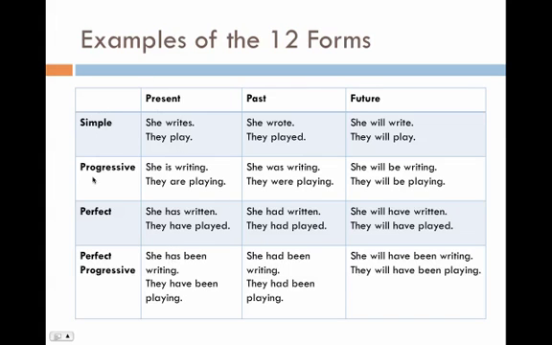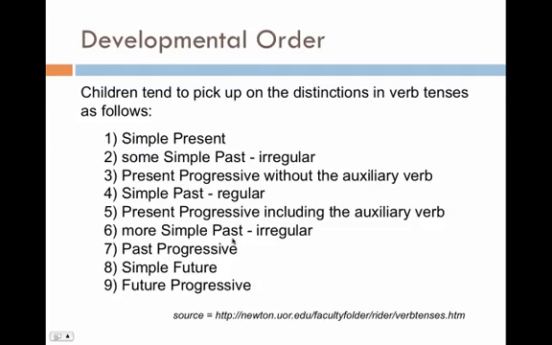Simple present, past simple, some progressive. We're up here in the chart. Future tenses, perfect and perfect progressive, down here on the bottom right, are mastered later developmentally. Here we see past progressive, simple future, and future progressive.